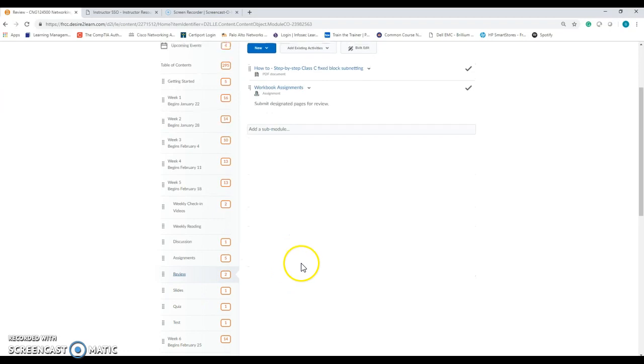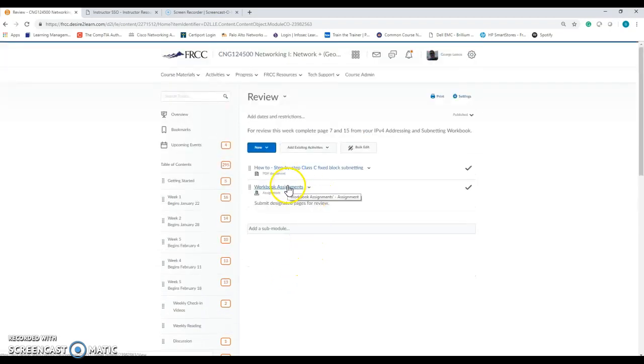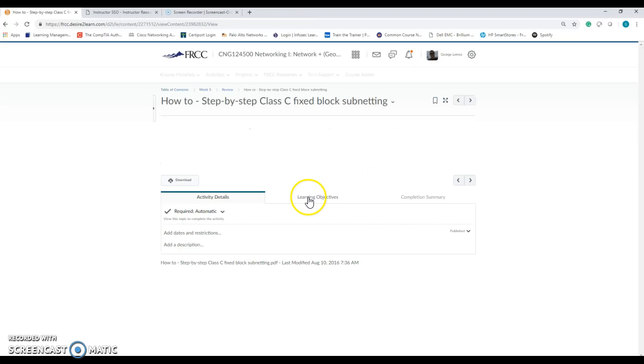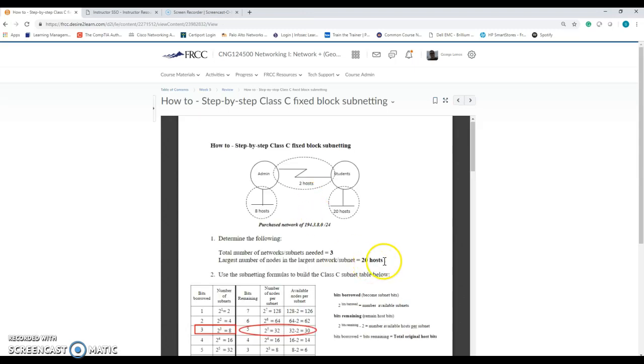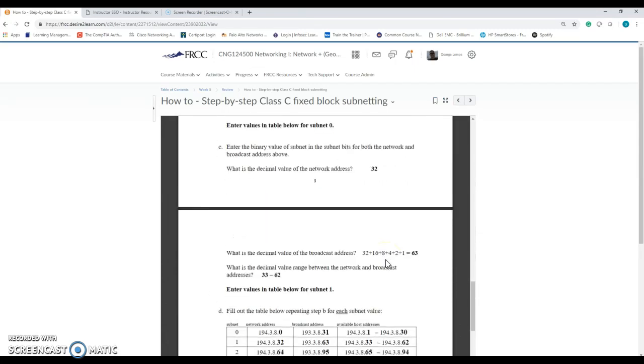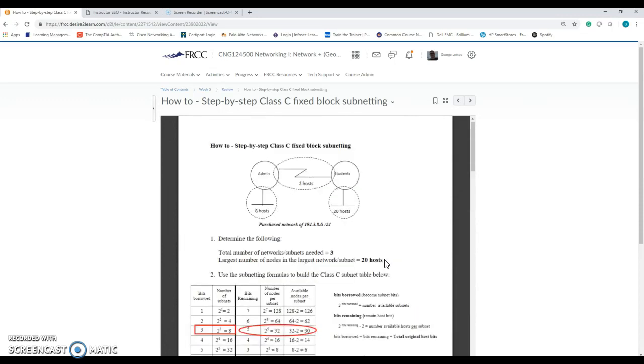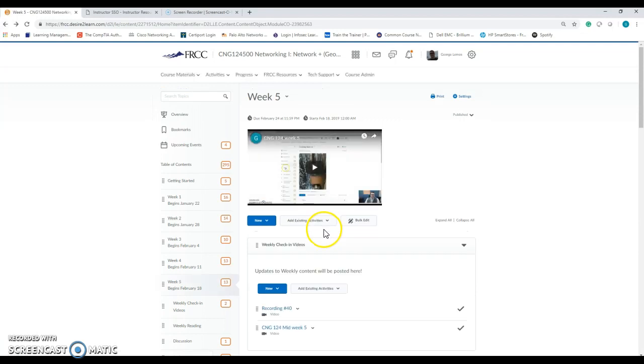Review. So here we have workbook assignments, page 7 and 15, through your IPv4 workbook. Complete page. This might be through, but this is a way for you to start practicing on identifying fixed block subnetting. This how-to step-by-step, something I pulled off the internet, explains it in another different way for you to learn that. Please use that if you need to.